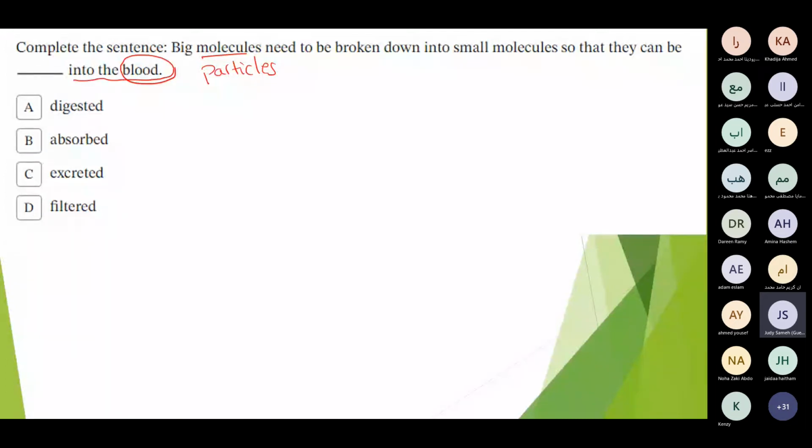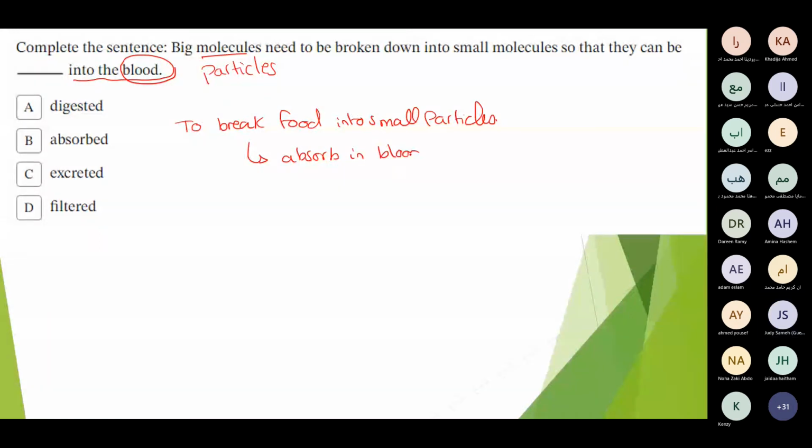Is it filtered? No, we said to break food into small particles or molecules. Why? To absorb in the blood. What do we absorb? Food. Sorry, nutrients. Do you remember this word? Nutrients, and also to absorb oxygen in the respiratory system. With nutrients and oxygen we get the energy.